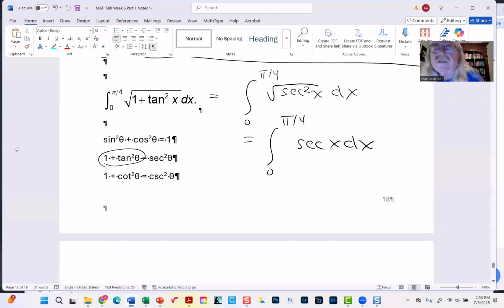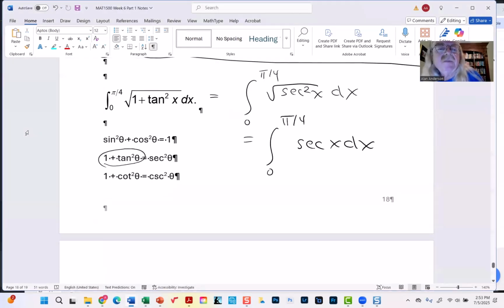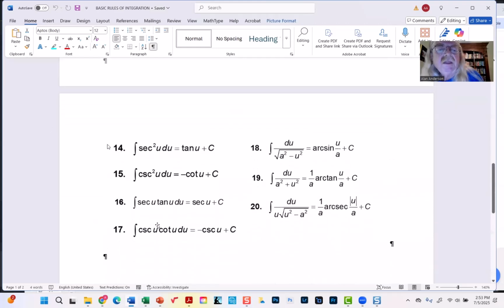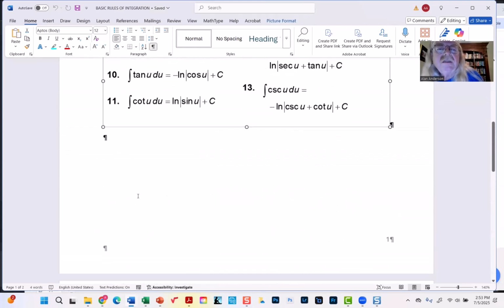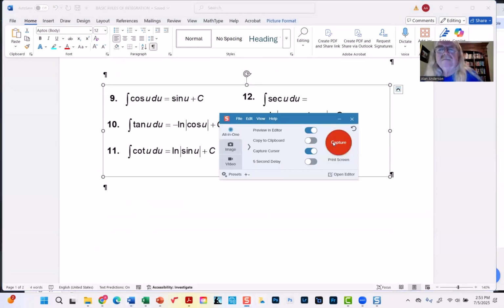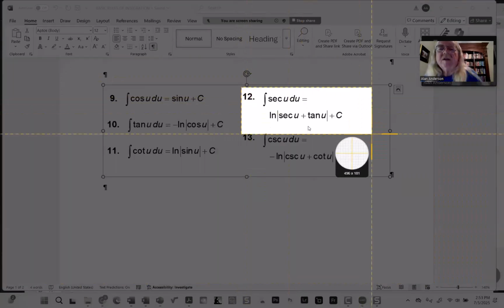Now we'll go look at our list and see if this is on our table of integral formulas. The integral is secant x. There it is. No, wait a minute, it's not there. Oh, yes, there it is. It's right there. Okay, great. So I'll just copy this.